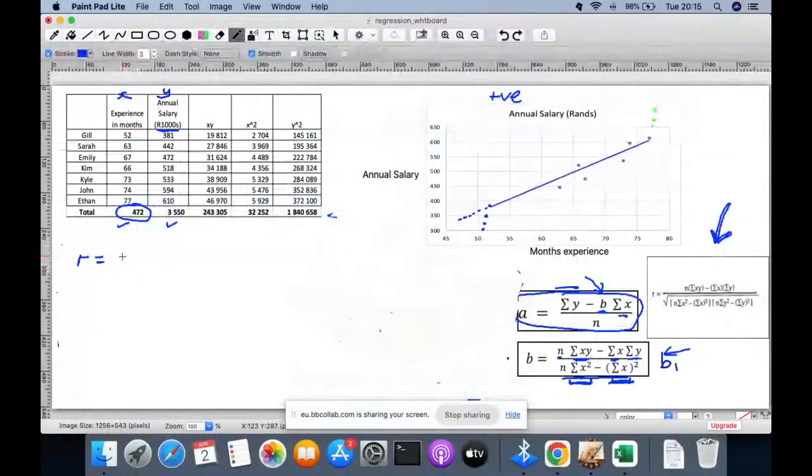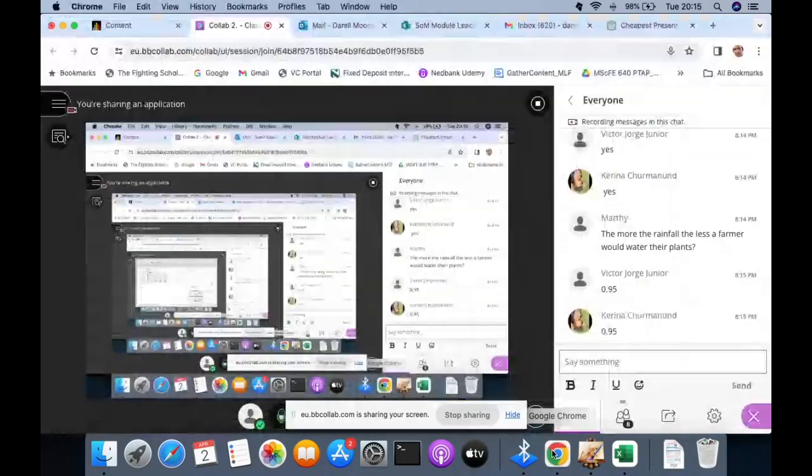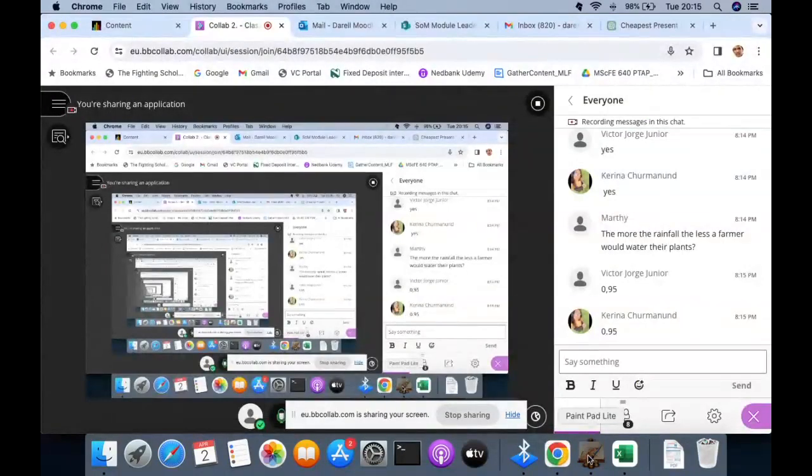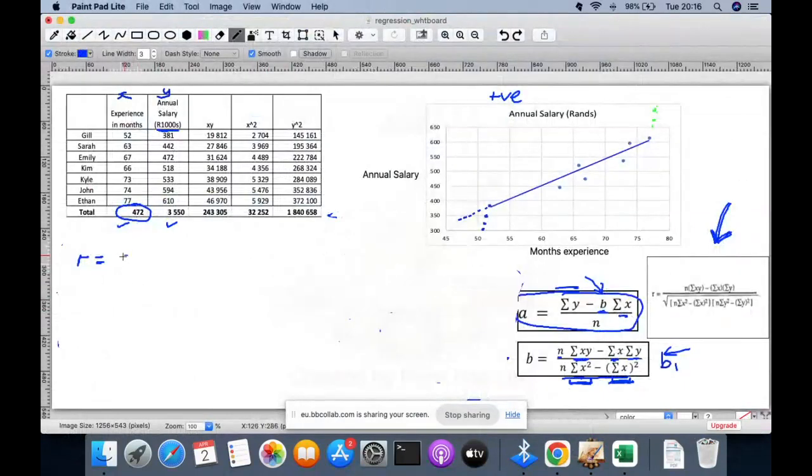Thanks, Victor. Everyone else get similar value? But you know how to get the R value? You should get a value of 0.95. Yes, thanks, Karina. Good, good. I'm glad to see that. All right, so 0.95. That is a positive value. If it was negative, you would see the negative in the calculator, but it's positive. So it's 0.95. So immediately we know it's positively correlated.